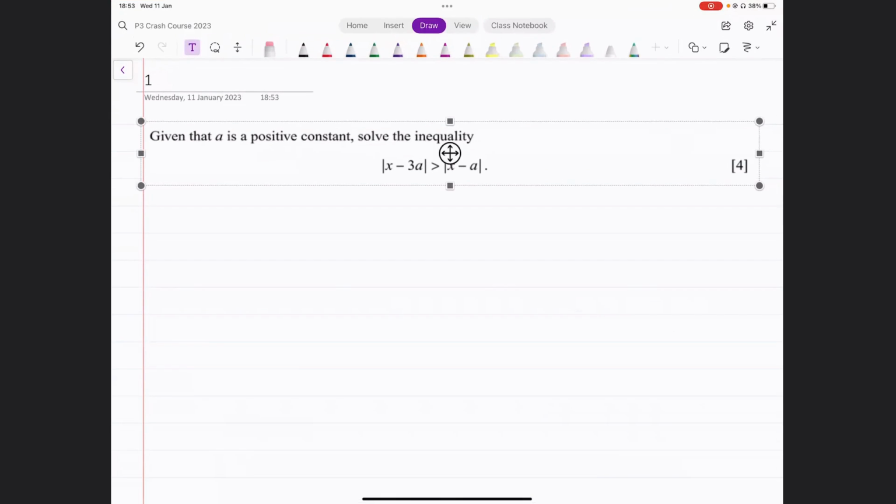Okay, now it says, given that a is a constant, solve this inequality. So now we've got an inequality that is in terms of a. So our answers are also going to be in terms of a. That's the only difference here. Otherwise, the concept is exactly the same. The method that you're going to follow is going to remain unchanged.